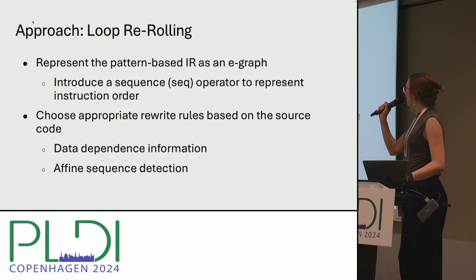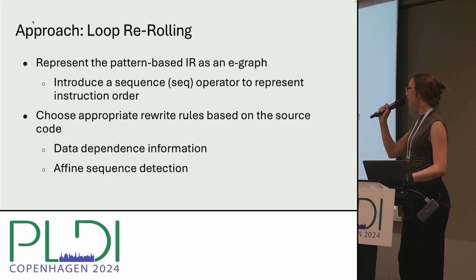So the next thing, actually similarly to SEER, we have the sequence operator to indicate that things are meant to be done in a certain order. And then we have rewrite rules based on the source code. So that can be depending on data dependence information. So do we know if instructions can be reordered or not? And then also guessing what kind of loop steps we'll see based on the array access patterns in the source code.